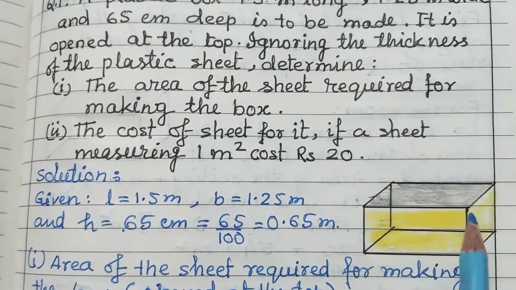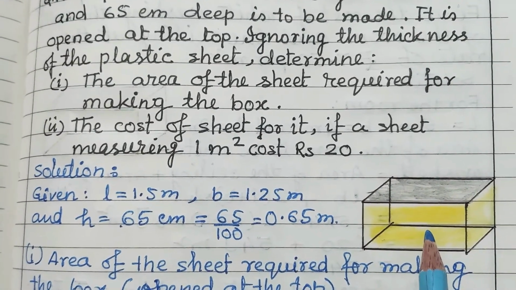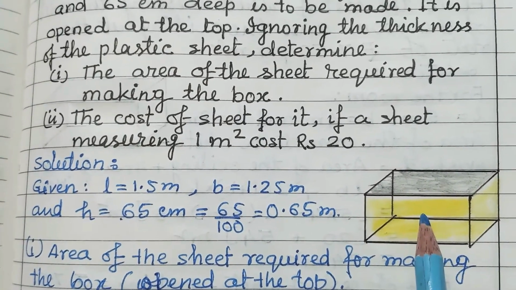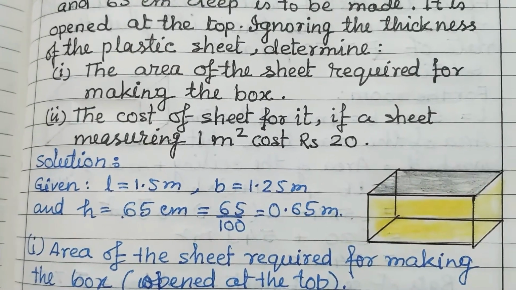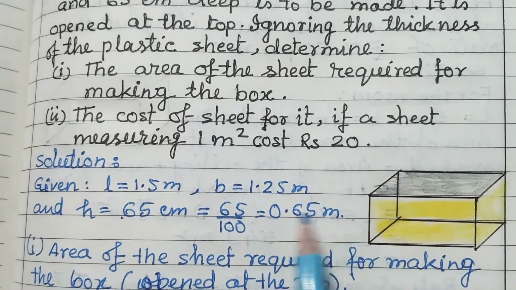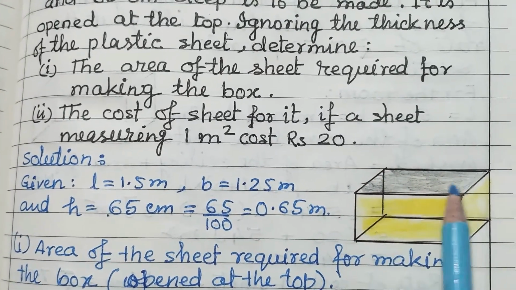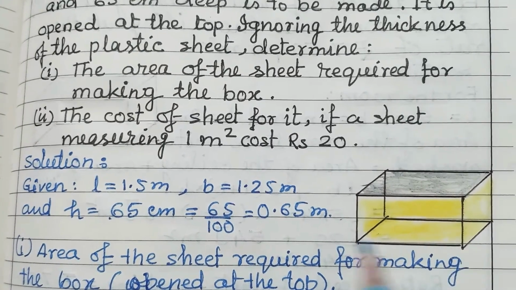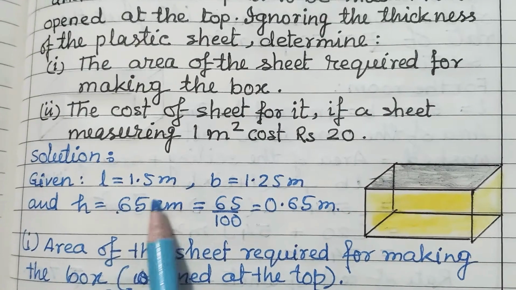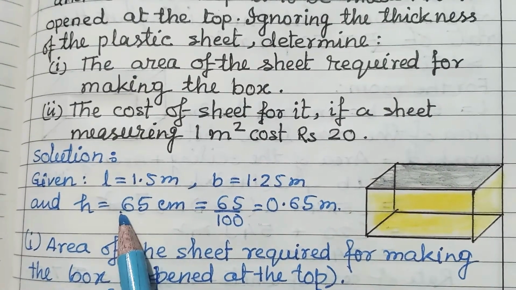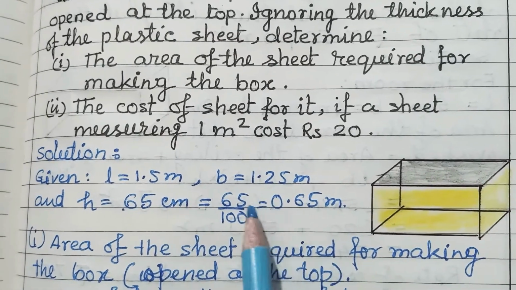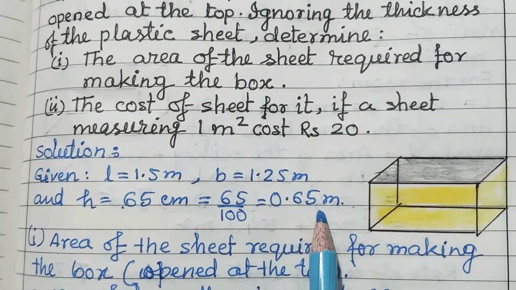Now to explain, I have drawn the figure. It is not compulsory to draw, but it's better if you draw, because it is easy to calculate and easy to put the formula. This is the box open from the top. Length, breadth and height are given. Length and breadth are in meter, but height is 65 centimeter. You have to change it into meter, because all the measurements must be in the same units.